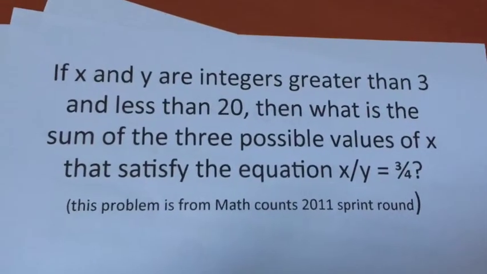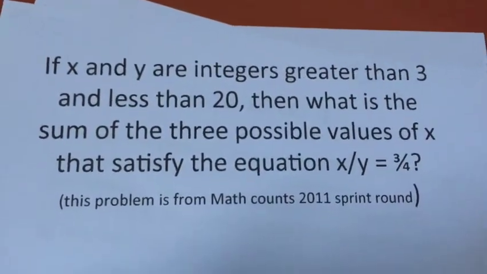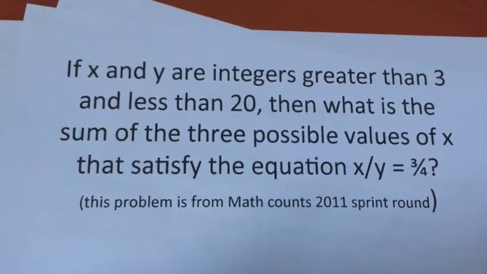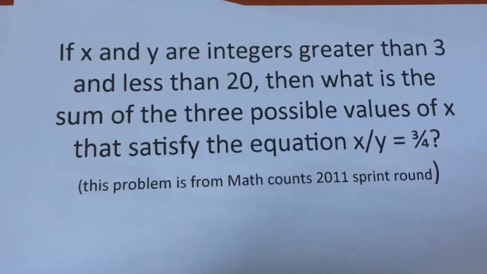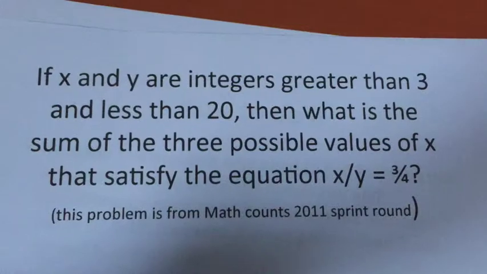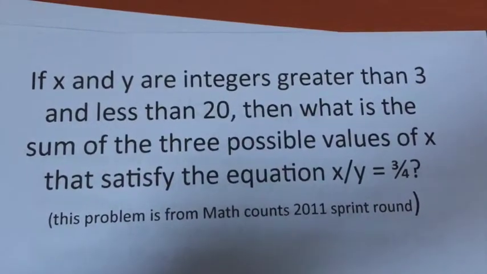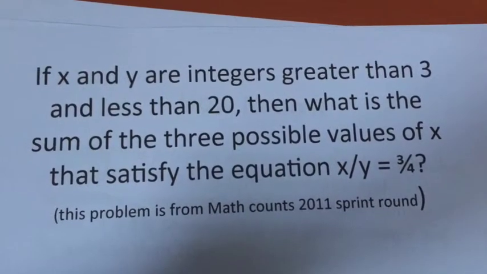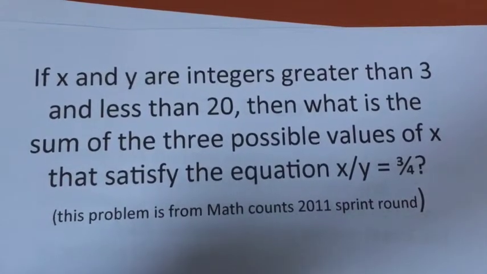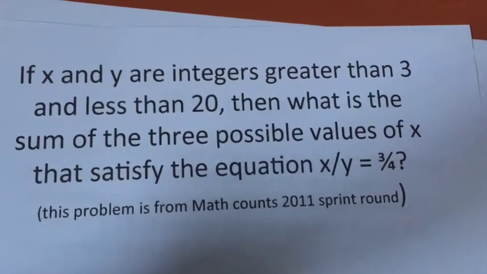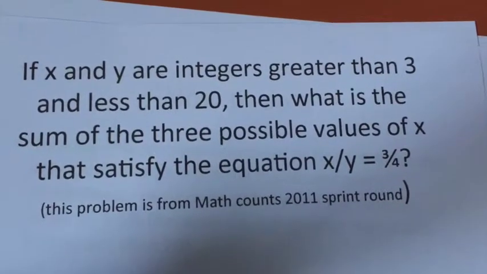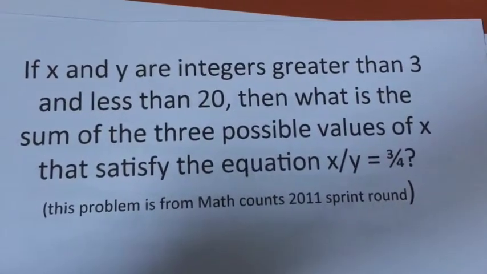Today I'm going to teach you how to solve a complex math problem like this one. I couldn't invent one on my own, so I borrowed one from MathCounts. So the problem is: if x and y are both integers greater than 3 and less than 20, then what is the sum of the three possible values of x that satisfy the equation x divided by y is equal to 3 over 4?